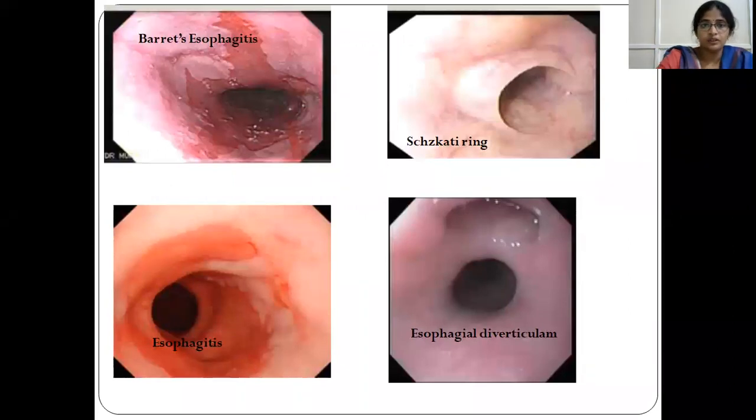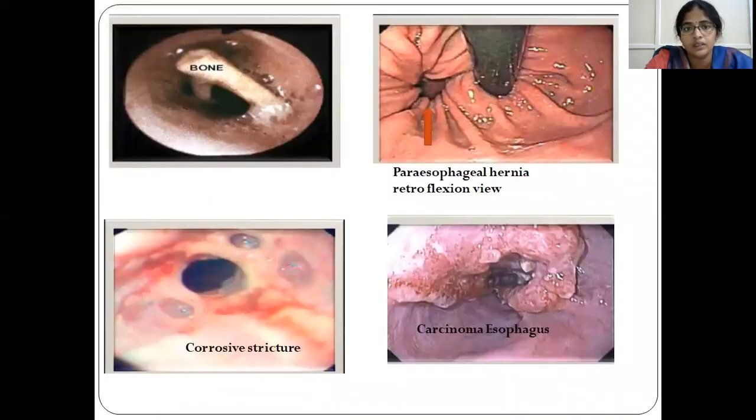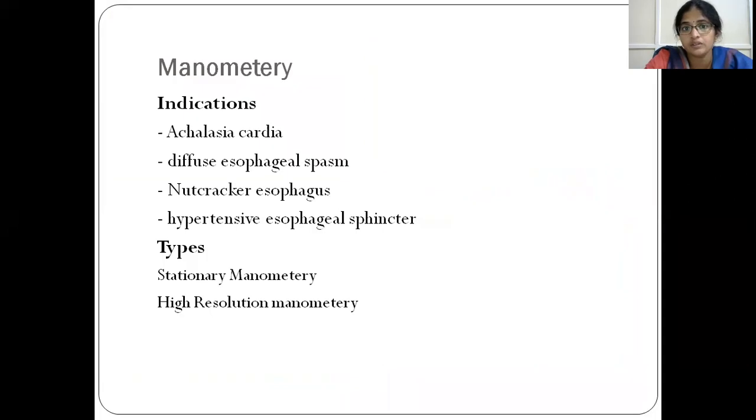These are the images showing the endoscopy images. First image is Barrett's esophagus. Barrett's, that is GE junction. Second image is Schatzki ring. Then third image is esophagitis. Fourth one is esophageal diverticulum. This is foreign body impaction, that is bone. This is paraesophageal hernia. These are the corrosive strictures. These are the carcinoma esophagus.